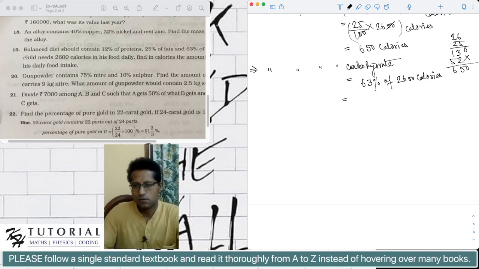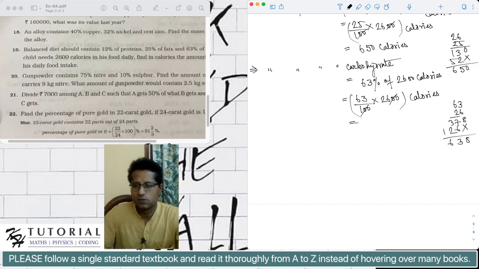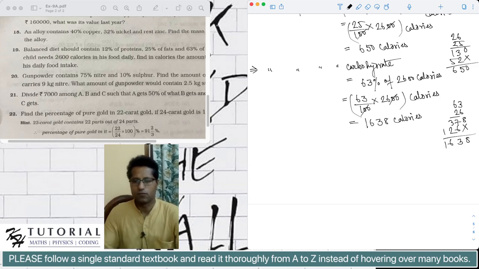So this is equal to 63 by 100 multiplied by 2600 calories. This is equal to, we have to multiply 63 and 26. 18, 37, 6, 12, 8, 13, 6, 1. So 1638 calories is coming from carbohydrate.